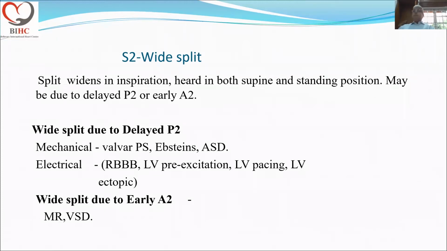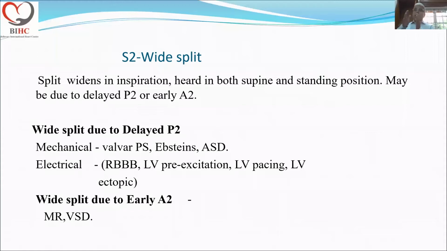And a wide split due to early A2 can also occur. When you say that P2 is delayed, you are saying that the RV takes too long a time to complete its ejection. When you are saying that A2 is early, you are saying RV is okay, but the LV is finishing its ejection much earlier. And when does the LV do that? When it is too smart. When is it too smart?